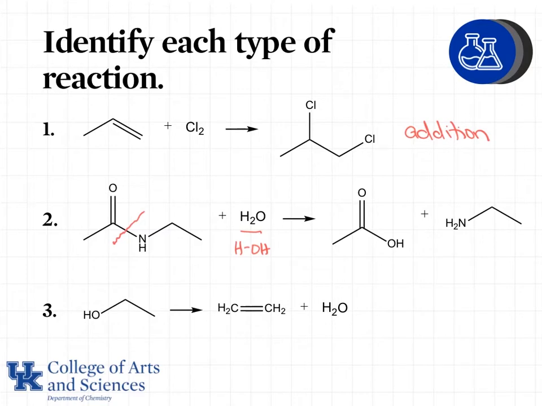Now check out number 3. In this case, we have an alcohol, and we have all single bonds, and we're forming a water, and we produce a molecule with a double bond. This is an example of an elimination reaction. Here, we take off an OH, and remember there are also H atoms here, so we're taking off an H there and forming the double bond to get an elimination reaction. And this is hydrolysis.